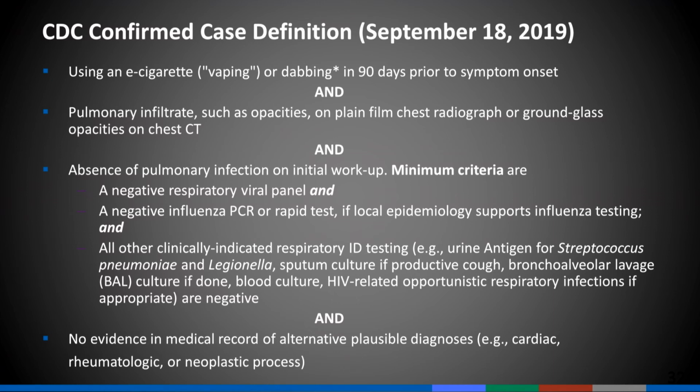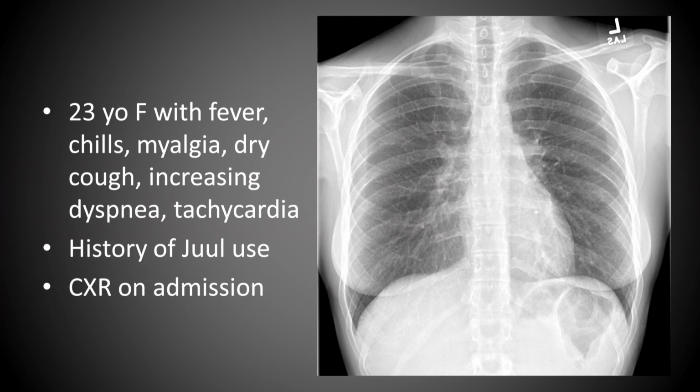Because these mimic an atypical pneumonia, we need to make sure that all the viral panels, the influenza PCR, and all other testing for a respiratory agent is negative. And then you have to have no good reason to call it something else. Basically they come in, you think it's atypical pneumonia, they start them on a broad spectrum antibiotic or antiviral, but they're not responding, you never recover an organism, but then you get that history of vaping. So I'm going to show you the first case we saw.